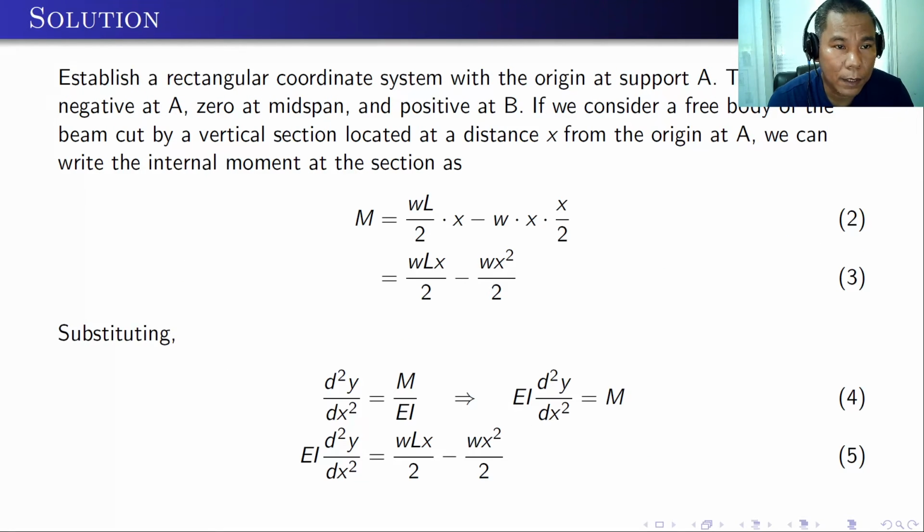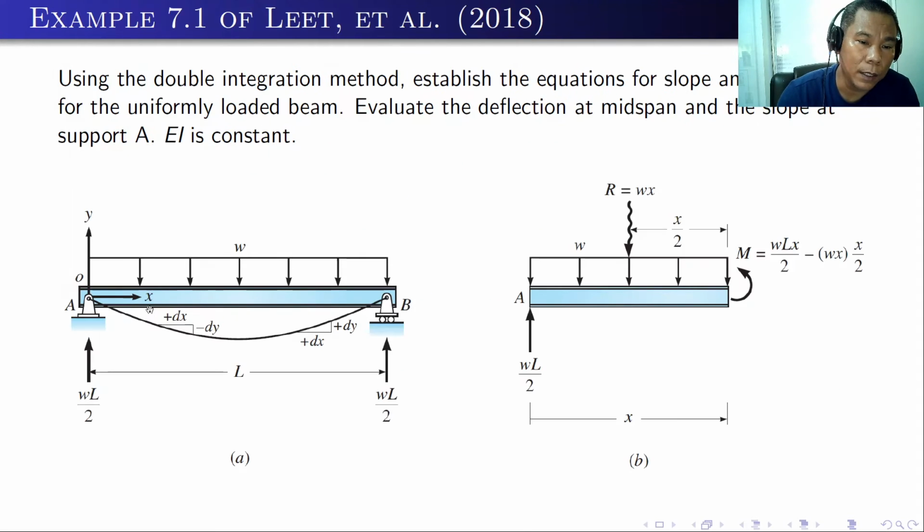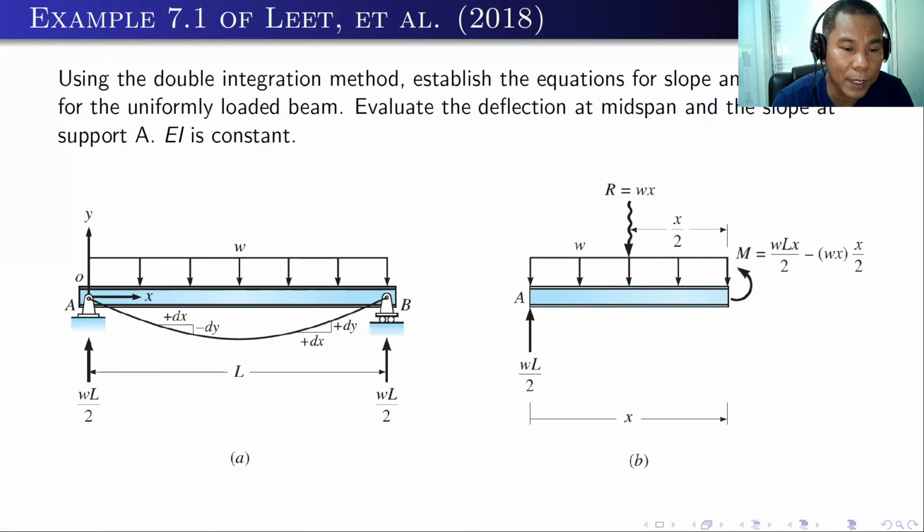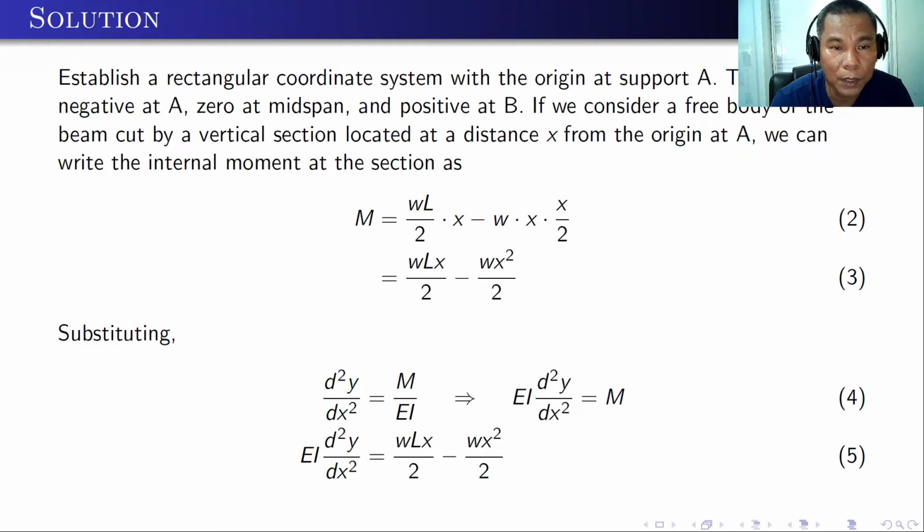So in this case, since we establish a rectangular coordinate system with the origin at support A, the slope is negative at point A because, as you can see, the beam will rotate this way, concave upward. So the rotation at A will be clockwise. That would be negative. And of course, since the structure is symmetrical, with the loading, the maximum deflection will occur at the midspan where the slope is 0, and positive slope at point B because it's counterclockwise.